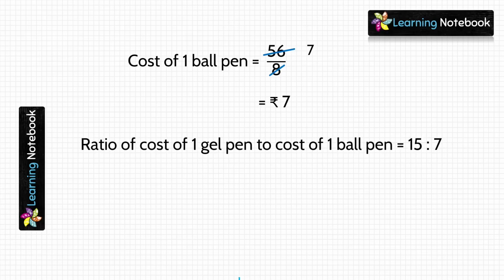Now students, one important point to note here is that the question is asking the ratio of the cost of 1 gel pen to the cost of 1 ball pen. So make sure you write the cost of the gel pen first. That is why we are writing 15 first and then 7, which is the cost of 1 ball pen.